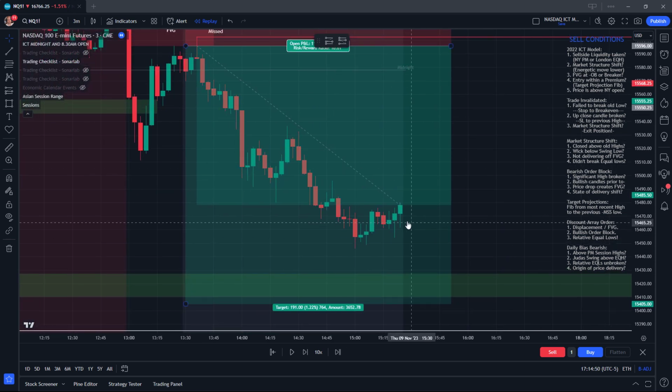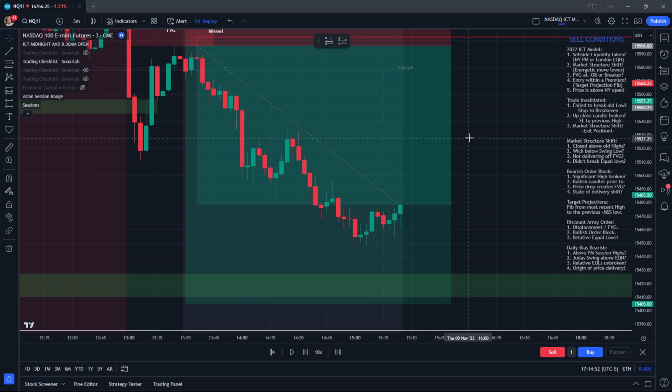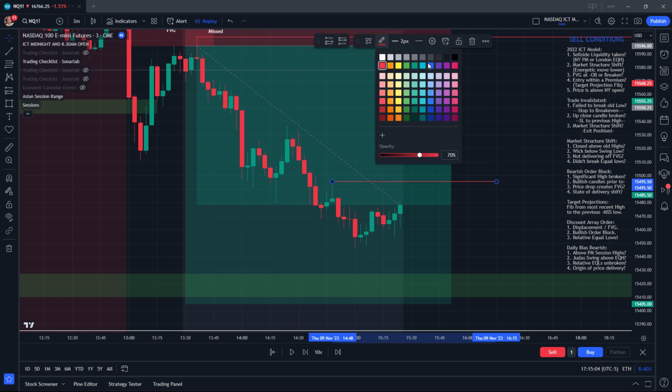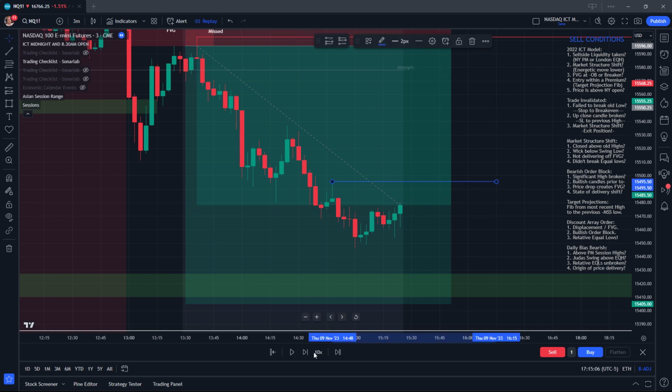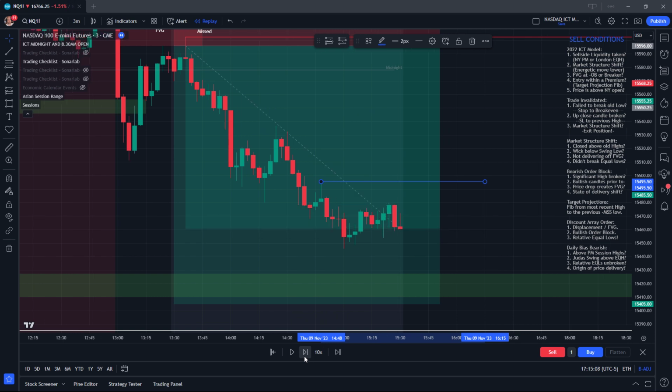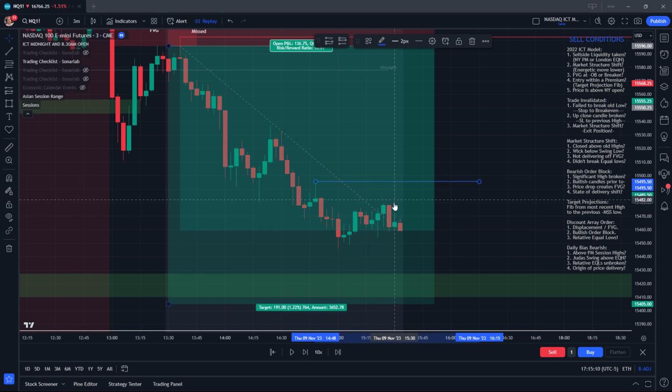Up close candle violated. That happens here. Okay, so now we move the stop loss to the previous high, because if price now goes above there, it's making a market structure shift. Okay, so now that's where our stop loss is, because there's still a chance the price could go down lower.